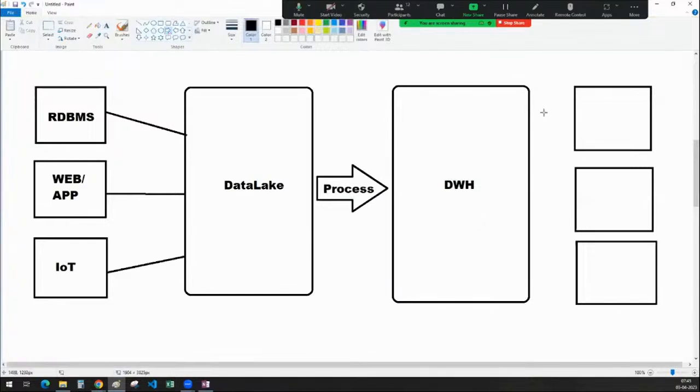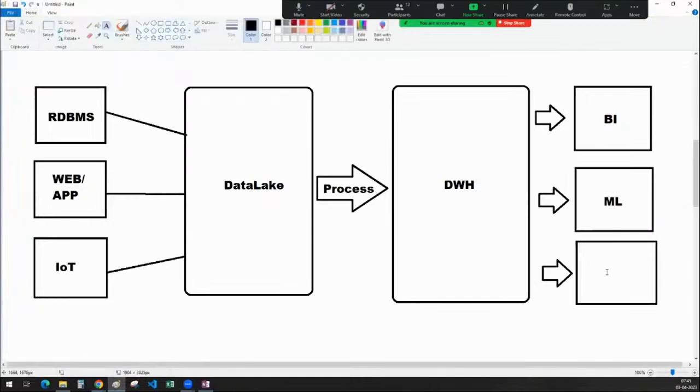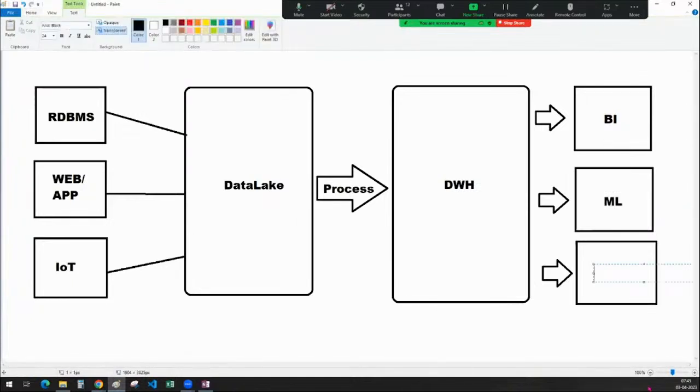Finally, as per the business requirements, it will be creating ML models. There will be dashboard requirements. There will be ad hoc requirements. So based on the BA requirements, or ML, or some ad hoc requirement. So this is how it will be, guys.